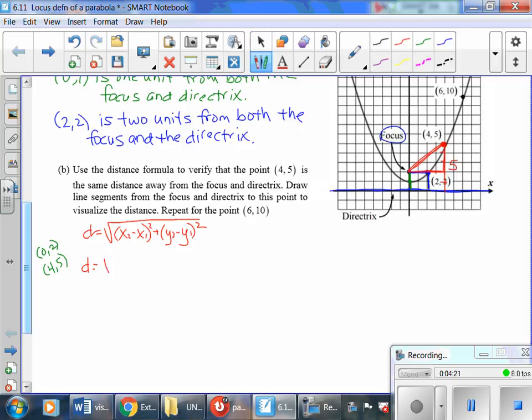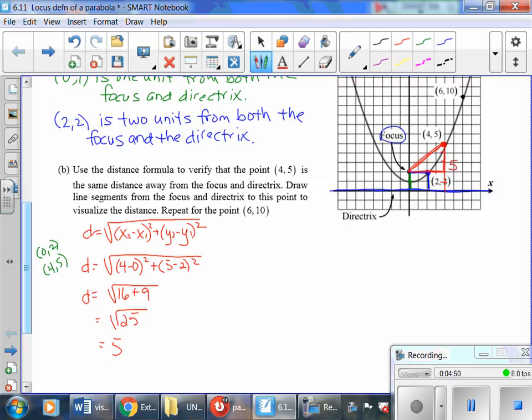So it's going to be the square root of 4 minus 0 squared plus 5 minus 2 squared. It doesn't matter which one you start with, as long as you start both of them with the same one. So D is equal to the square root of 16 plus 9, which is the square root of 25, which is 5. So you can see, you just verified that it is the same distance away.